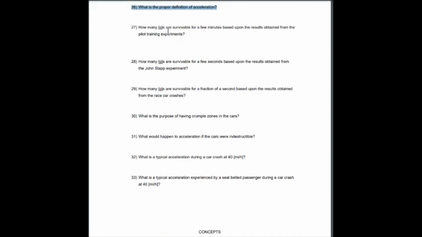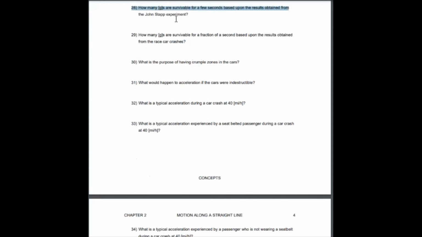All right, so 7 to 12 Gs are considered survivable up to a few minutes based upon the pilot training experiments. In reality, you could probably go up to 15, 16 Gs. In the good old days when they were training NASA astronauts for Gemini missions, they used to pick astronauts who could handle like 14 to 15, believe it or not. Okay, so how many Gs are survivable for 3 seconds based upon the John Stapp experiment?